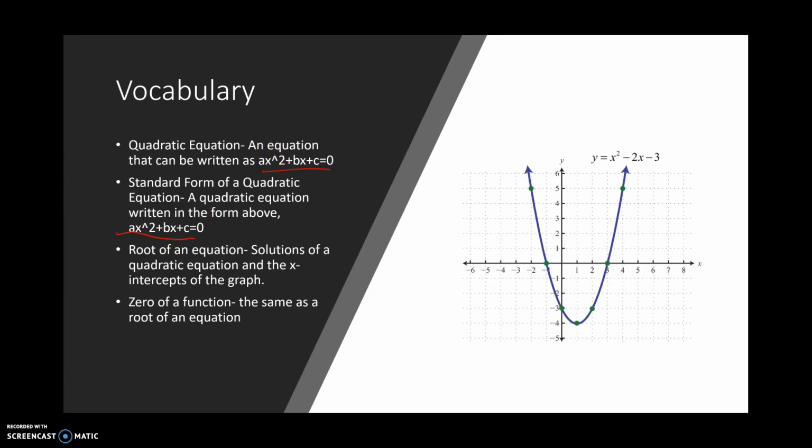Root of an equation. Solutions of a quadratic equation are the x-intercepts of the graph. So that's those dots right there. Zero of a function is the same as a root of an equation. So these two mean the same thing.